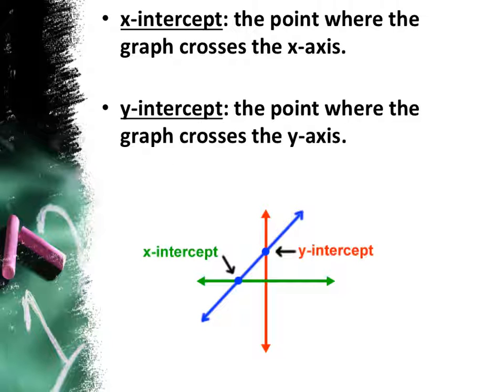So first thing we're going to talk about is the actual definition of x and y-intercepts. An x-intercept is the point where a graph crosses the x-axis, and a y-intercept is the point where a graph crosses the y-axis. I know we've talked about this a little bit before, but now we're going to look at it in terms of graphing. So you see a picture down below. The blue line is the line graphed, and they're showing you the spots of the x and y-intercept.